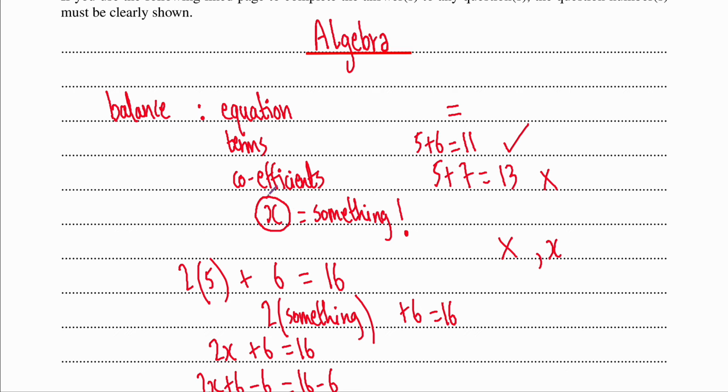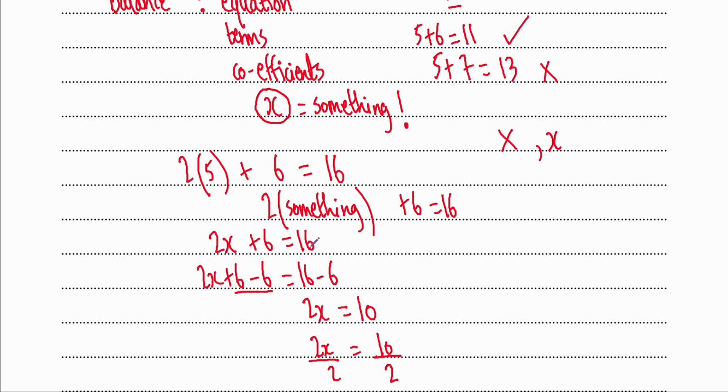Now coefficients. What's a coefficient? Well, the coefficient is the number that's multiplied by x. So we saw this right here: 2x plus 6 equals 16. 2 is the coefficient of x in this case. Coefficient just means the number before x. That's honestly all that it means.